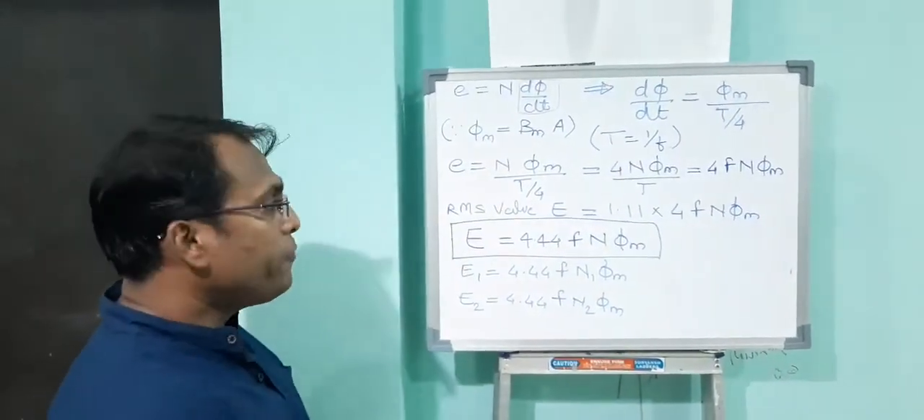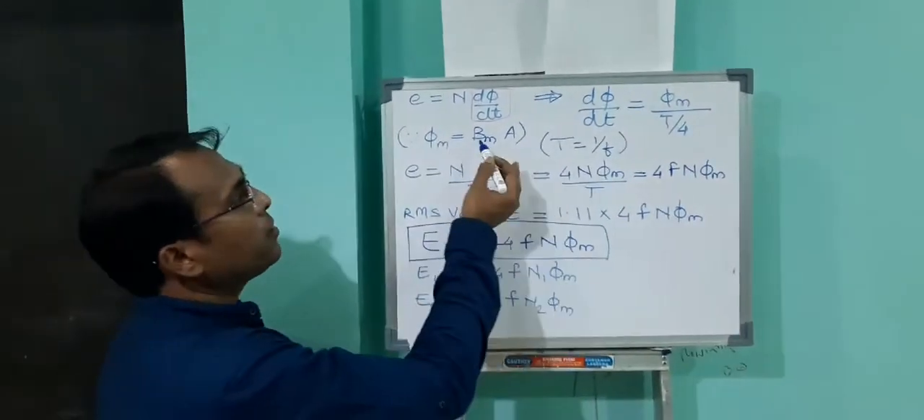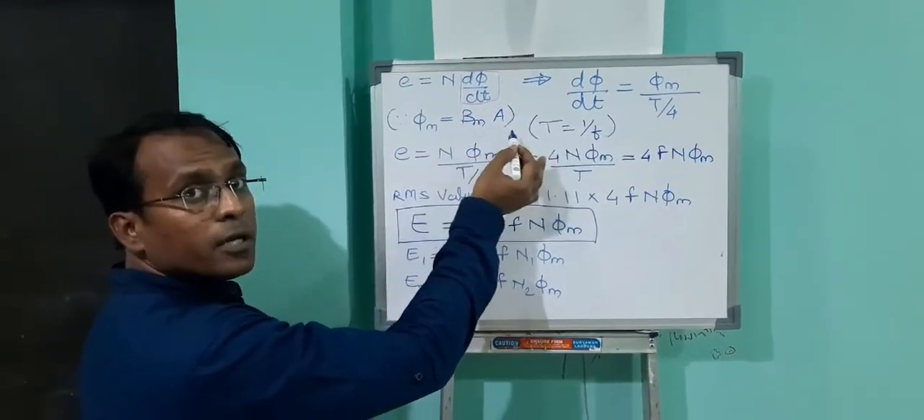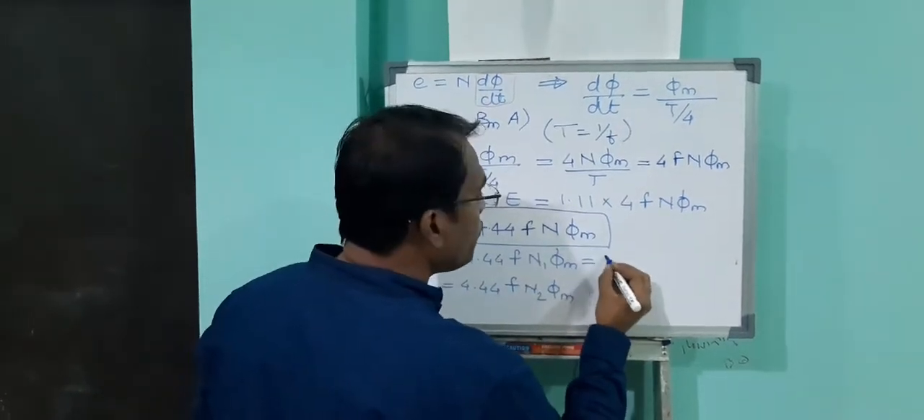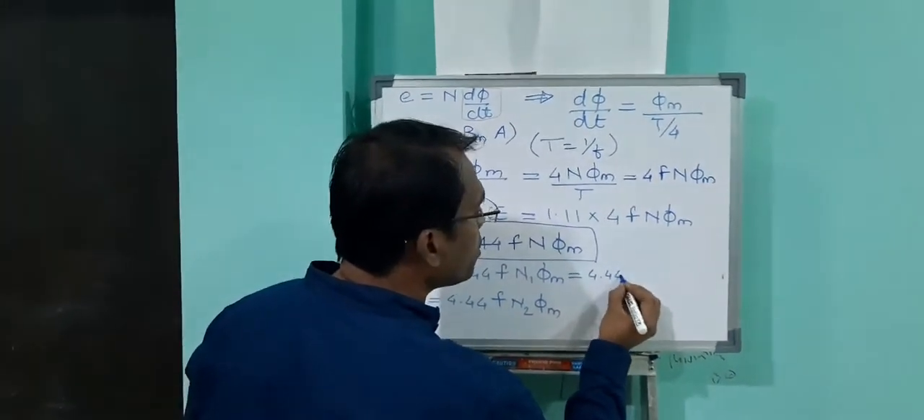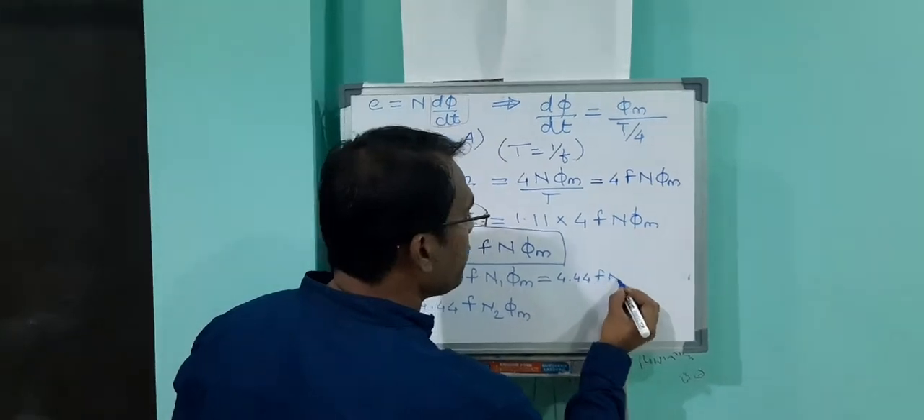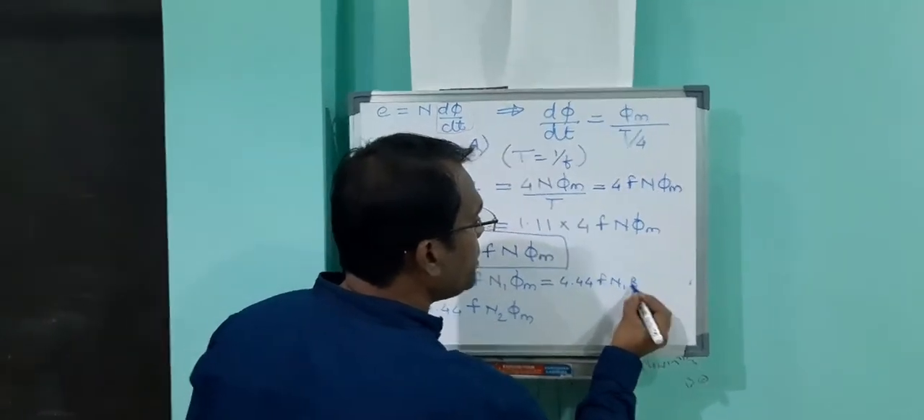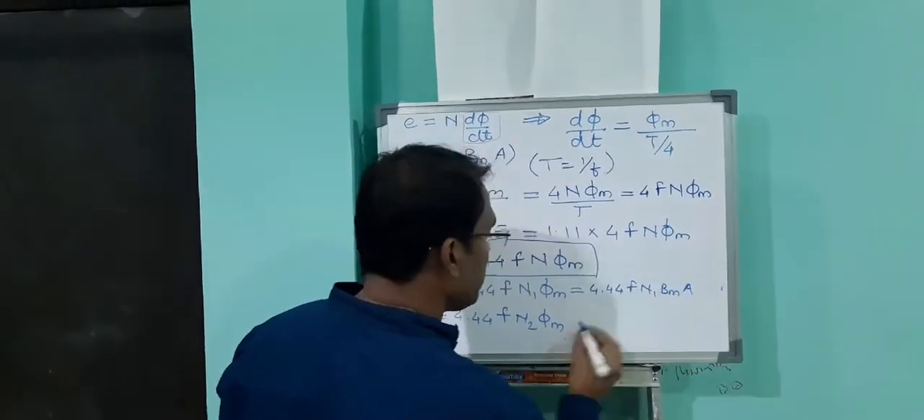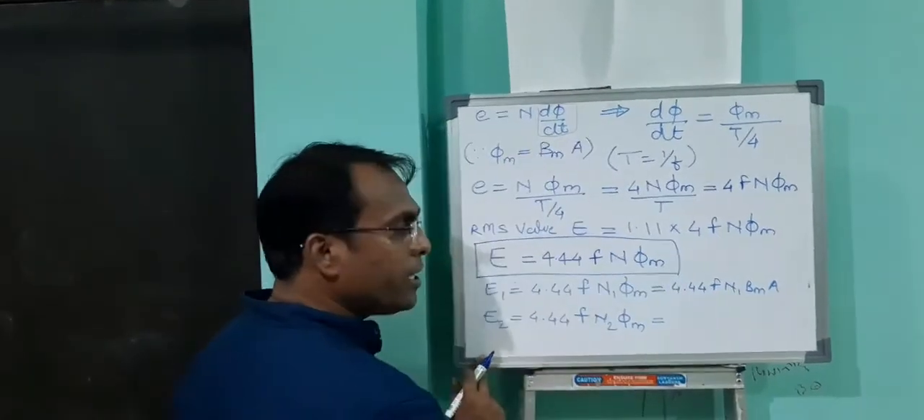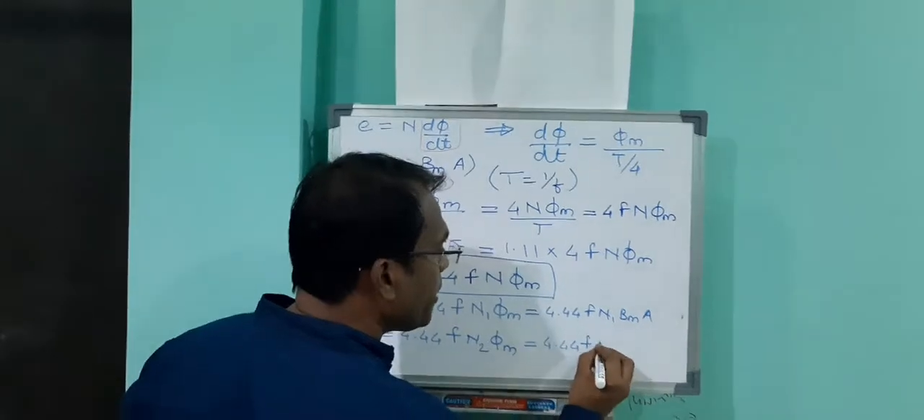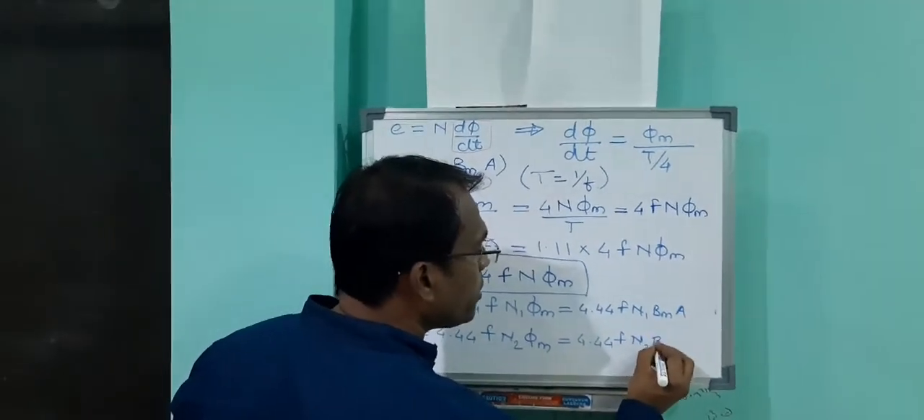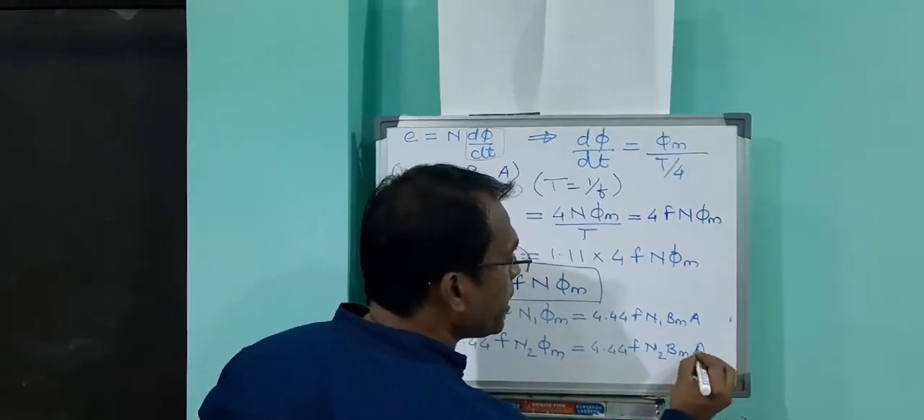And one more thing, if you are putting phi m is equals to Bm into A, then this equation will change into E1 equals 4.44 f n1 Bm into A, and similarly E2 is equals to 4.44 f n2 into Bm into A.